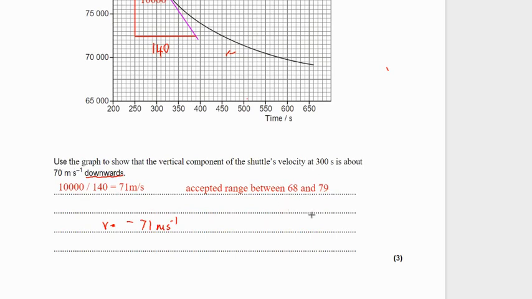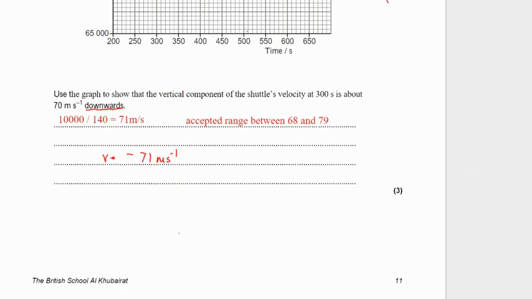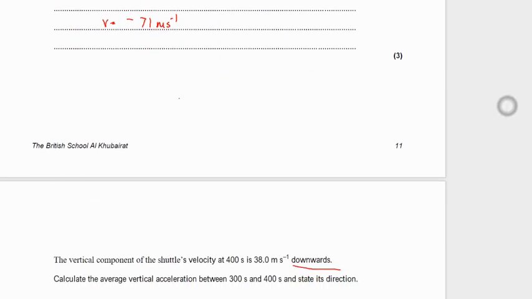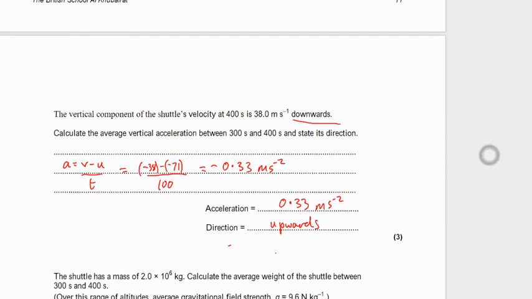What's accepted? Anything in between 68 and 79 as an answer is accepted here. So 1 mark for this here, 1 mark for 71, and then 1 mark for the negative sign. Don't forget the negative sign, because the graph says 70 meters per second downwards, and that negative sign shows that it is downwards.